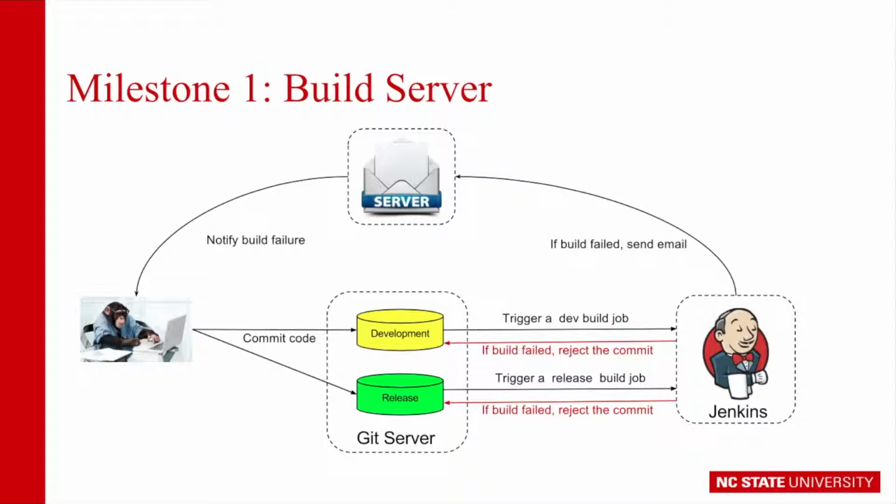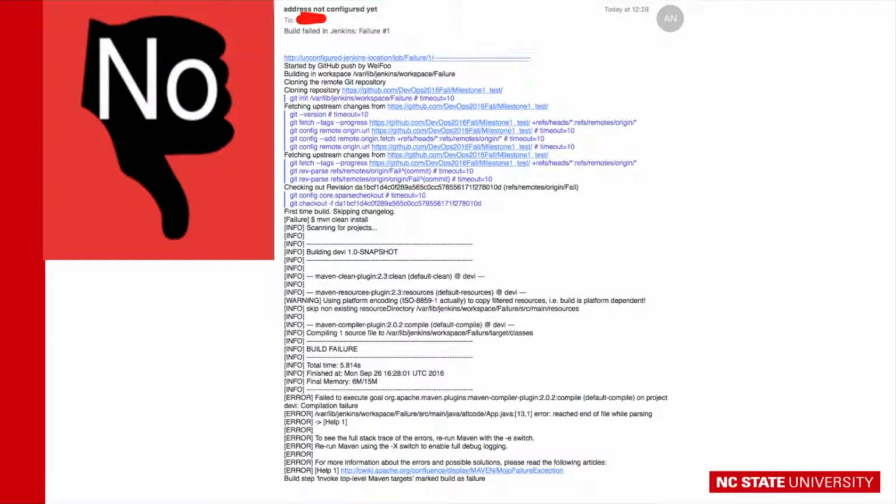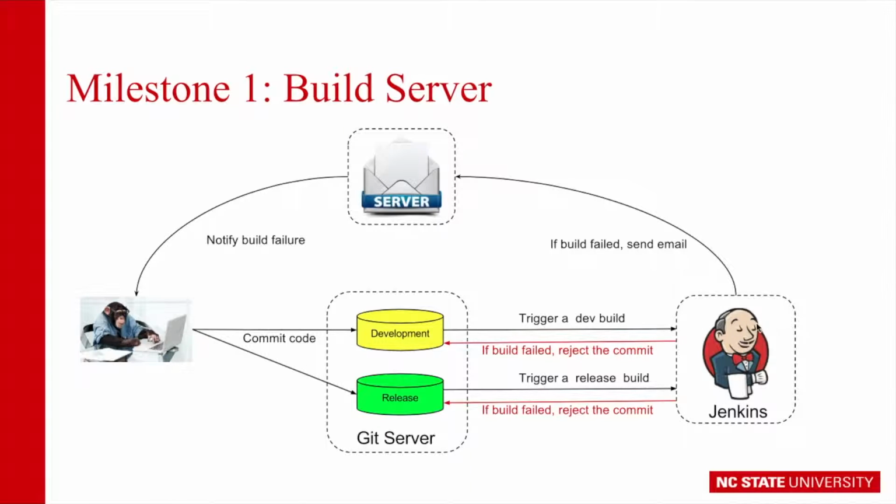In milestone 1, we created a build server by using Jenkins. When the code is committed to branches on the Git server, a webhook will be used to trigger a build job on the Jenkins server. If the build succeeds, then this commit will be accepted. If not, this commit will be rejected, and also an email will be sent to the developer with the whole build logs. And also, the build server has the ability to handle multiple jobs according to different branches.